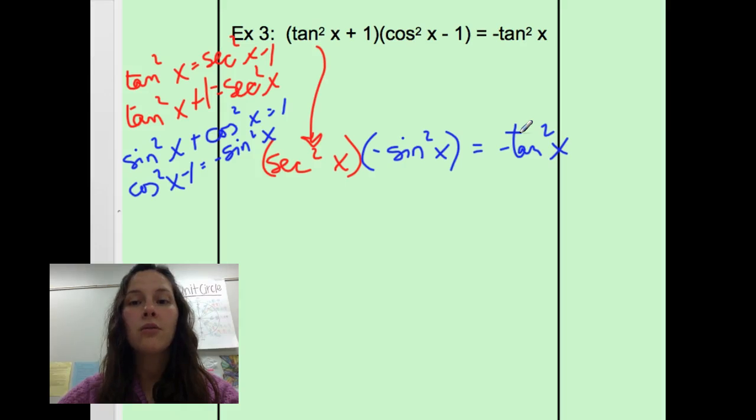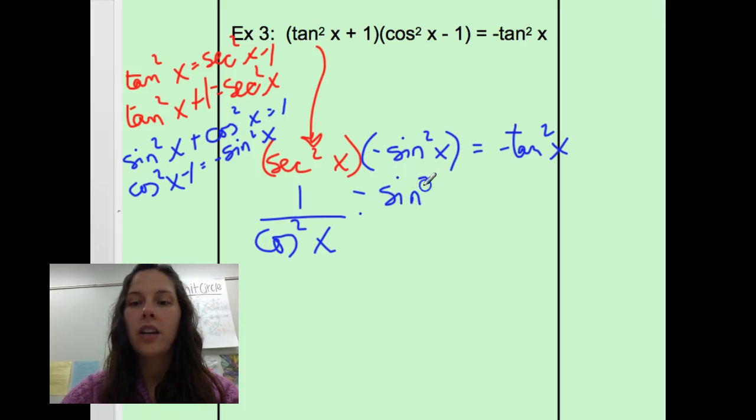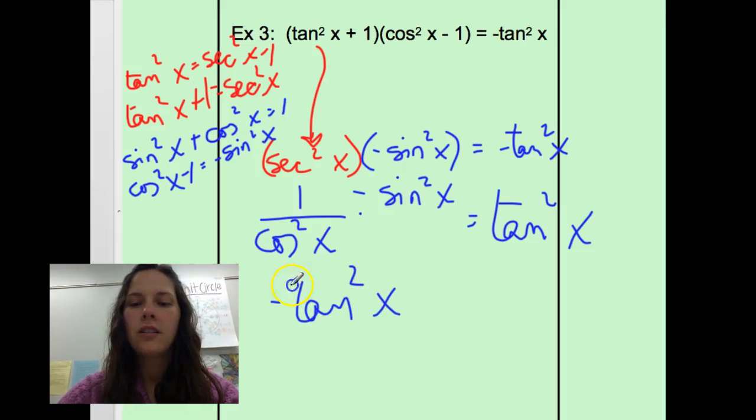Next, I'm going to use our reciprocal identity for secant squared. Secant squared is 1 over cosine squared times negative sine squared of x. And hopefully you guys remember that tangent is sine over cosine. So we have negative tangent squared of x. Lost my negative on that one. I noticed as I'm writing this down again, we have negative tangent squared of x.